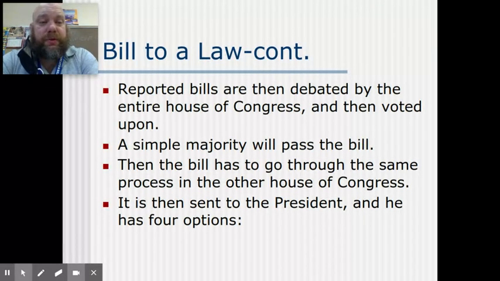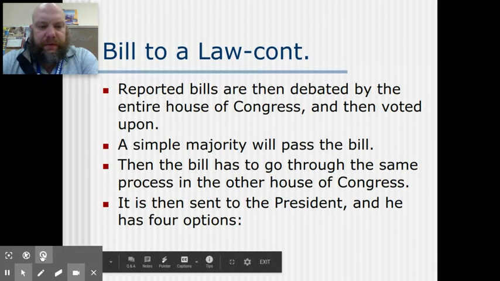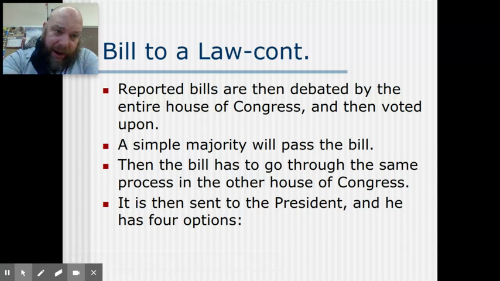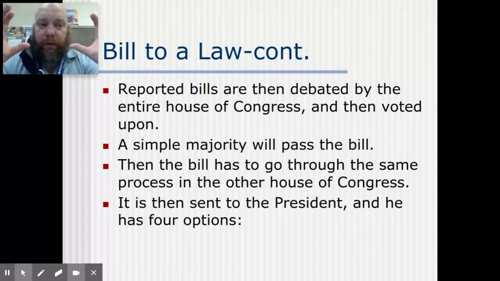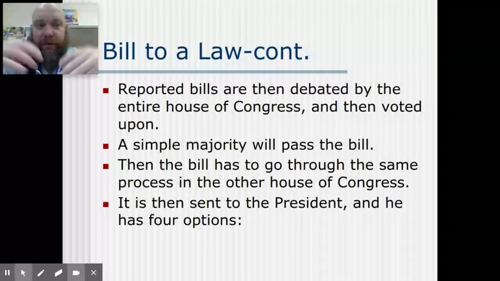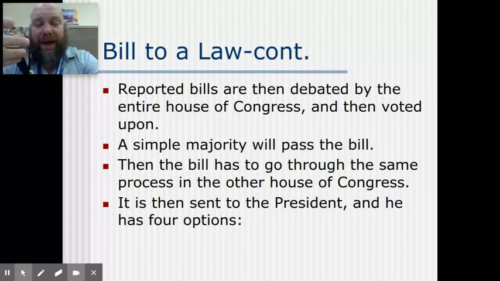Okay, and all it takes is a majority to pass the bill. So 51 senators, or whatever half of 538 is for the representatives, half plus one. And once that happens, it's not a law. It has to go all the way to the other house and go through the same process. Whole house, committee, subcommittee, back to committee, back to the whole house, argue, pass it.